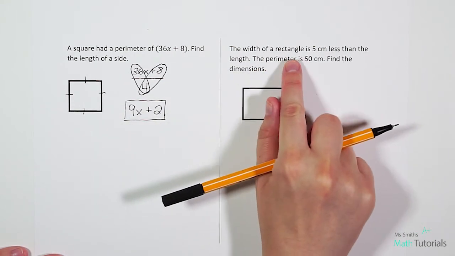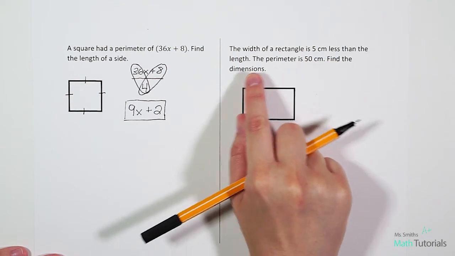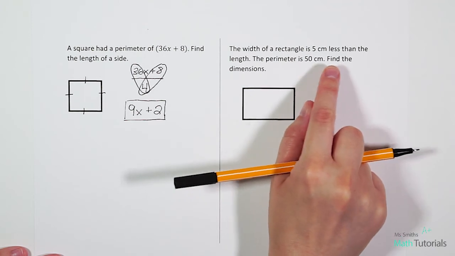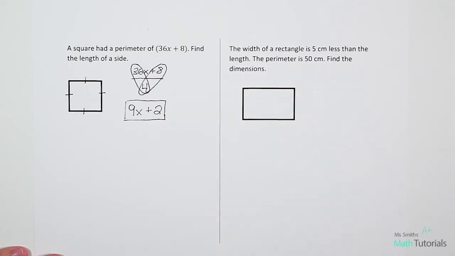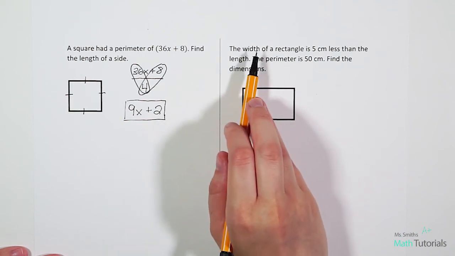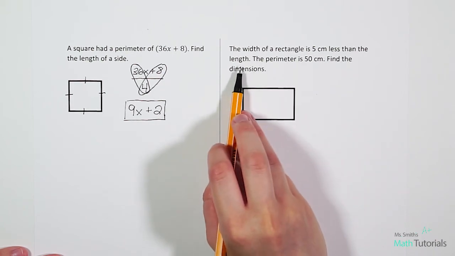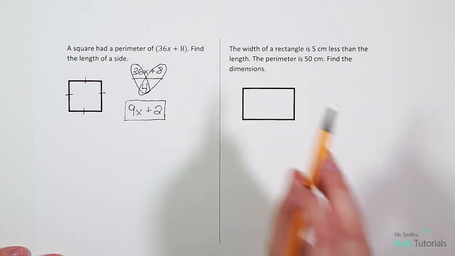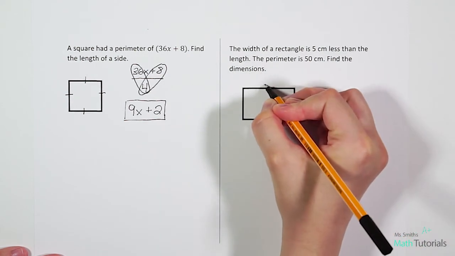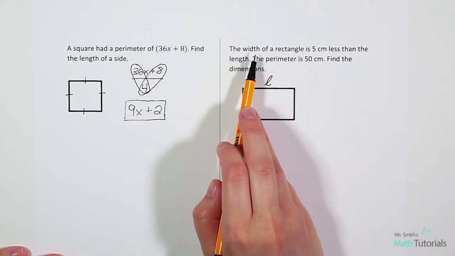The width of a rectangle is 5 centimeters less than the length. The perimeter is 50 centimeters. Find the dimensions. Again, we want to always figure out what's the side we know nothing about. So in this case, that would be the length. We know a lot about the width. Looking at this first sentence, the width of a rectangle is 5 centimeters less than the length, but we don't know anything about the actual length. So we're just going to label the length L. And I use L just to keep it simple. L for length.